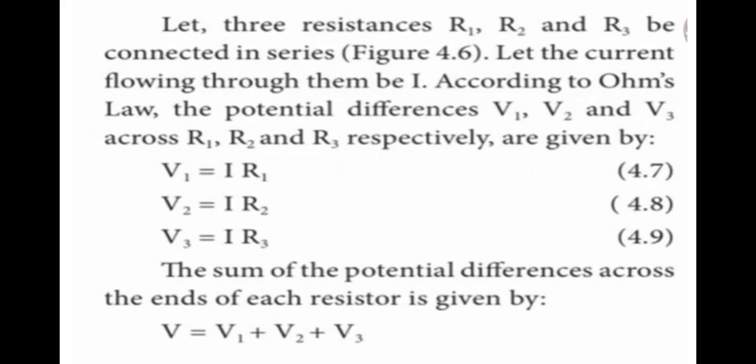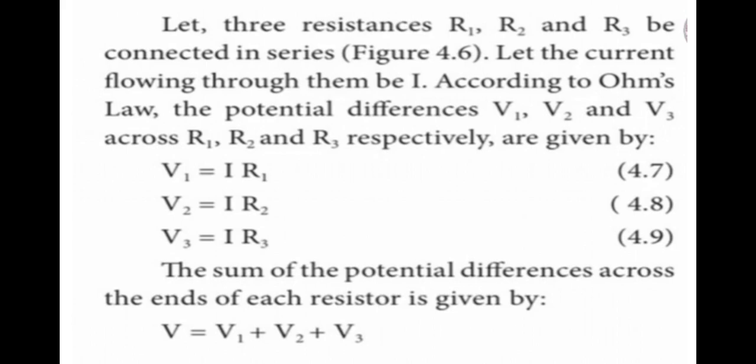According to Ohm's law, the potential differences are V1, V2 and V3 across R1, R2 and R3 respectively. We already know Ohm's law. What is Ohm's law? At a steady temperature, the current is directly proportional to the potential difference. We know the formula V is equal to IR. Here V is the potential difference, I is the current, R is the resistance.